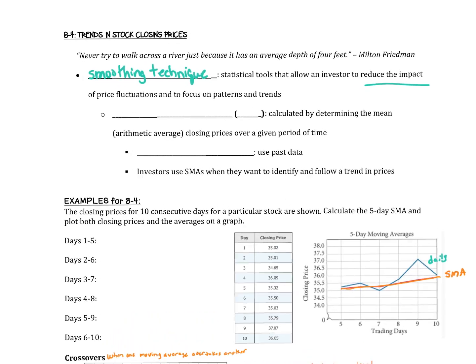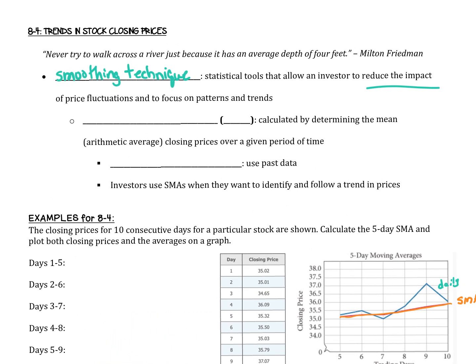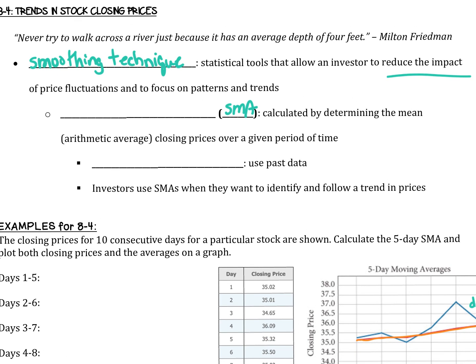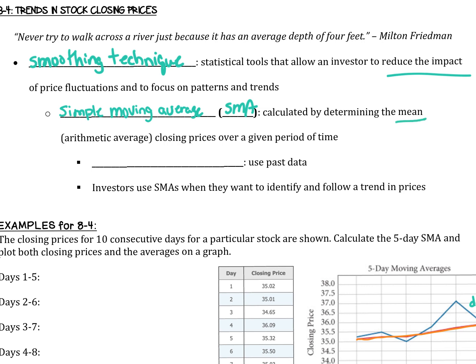So the SMA is what we are going to look at primarily in this section, and it's called the simple moving average. So it's the average, it's the mean over a given period of time. What we're going to look at today on Excel, we're going to do a 5-day SMA. We're going to do a 4-day SMA. They can do them for any length of time, and we'll talk a little bit more about that too.